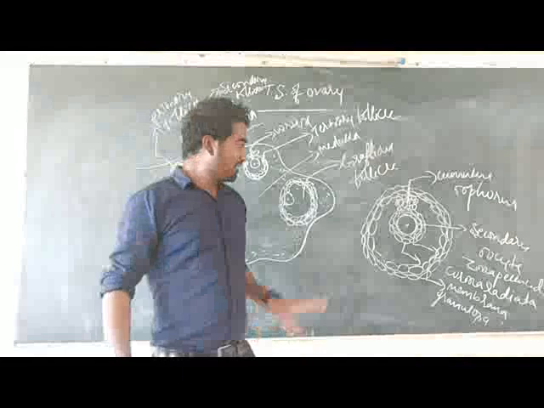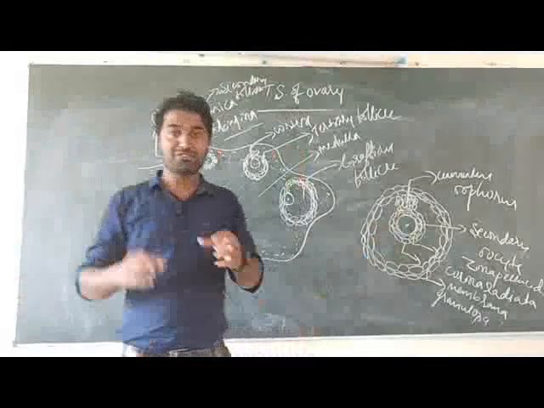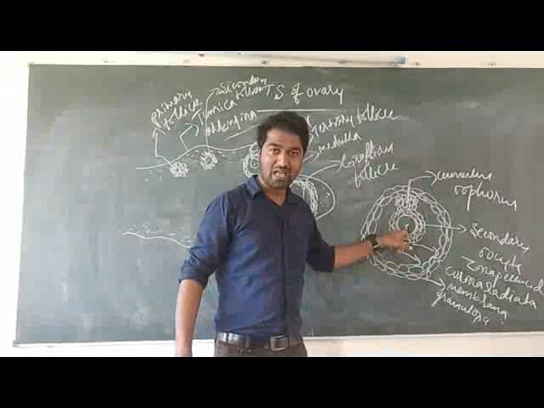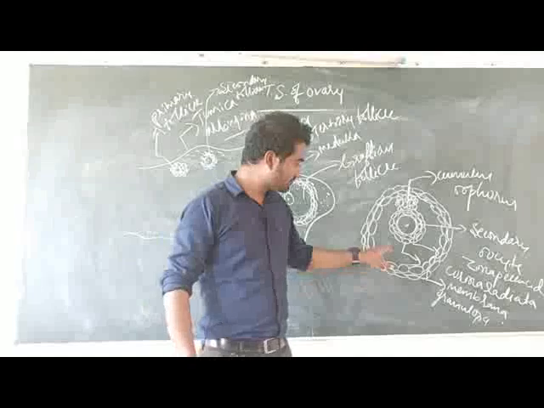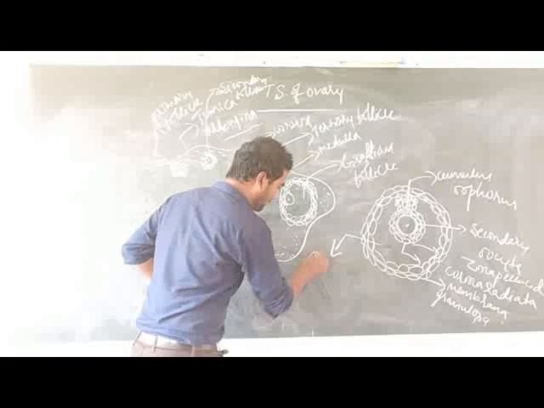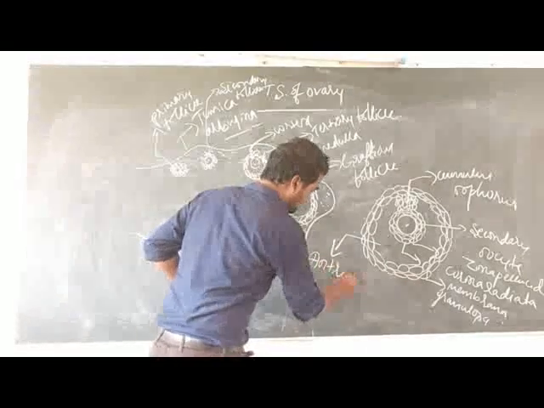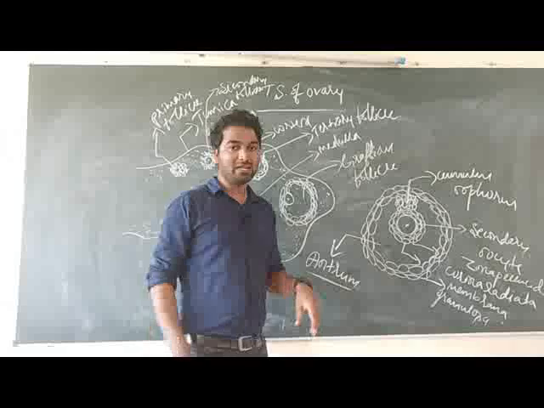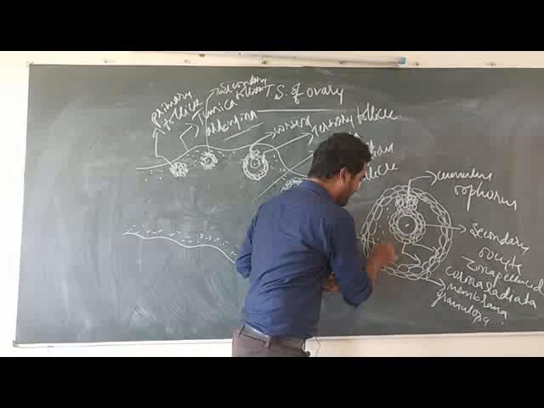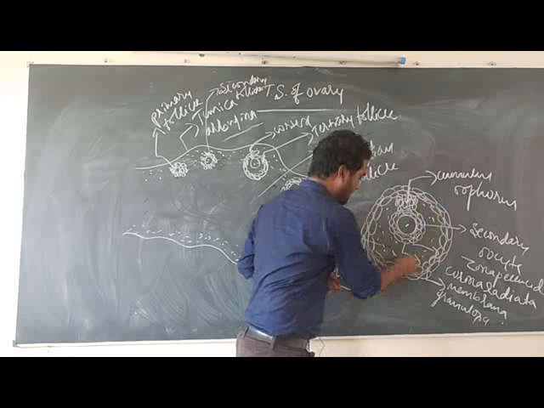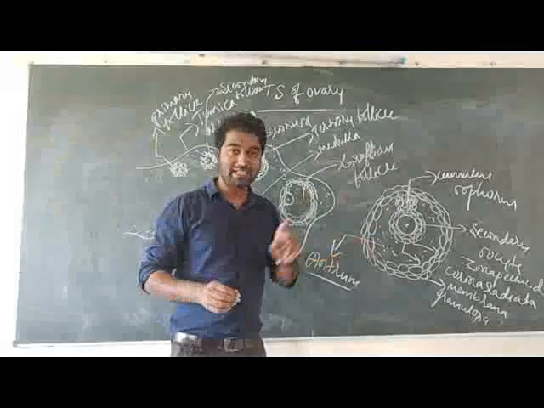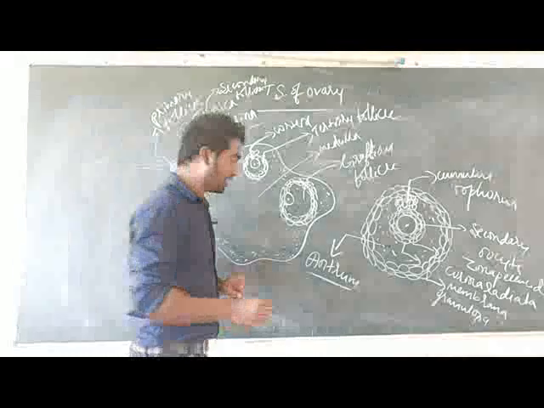Okay, and actually this is the structure of matured Graafian follicle. It has one secondary oocyte and also it has a cavity. This cavity is known as antrum. Antrum is the fluid filled cavity, and that fluid is known as liquor folliculi.